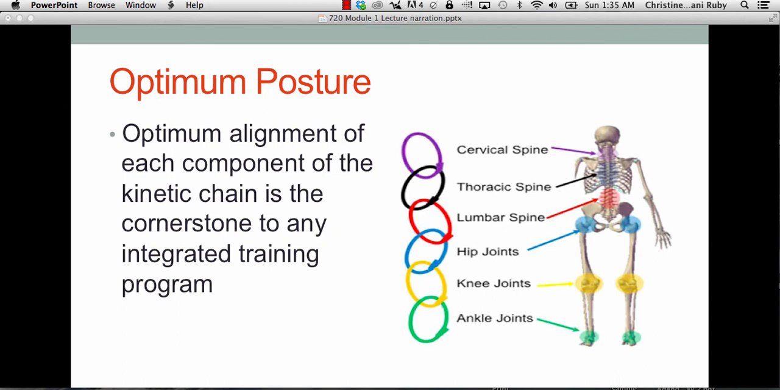We also need to see optimum posture. Optimum alignment of each component of the kinetic chain is the cornerstone to any integrated training program. So when we work with a client, we want to make sure that they're in an effective position and they're in the best alignment possible so that they have the best chance at normal, healthy human movement.